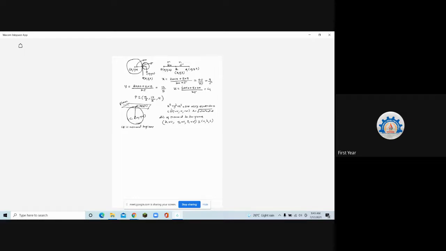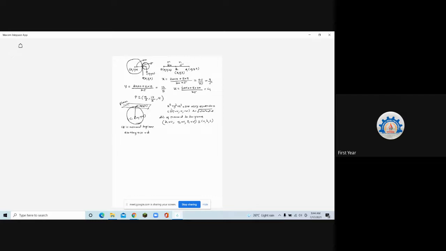Yes or no? If your plane is ax plus by plus cz plus d, then a, b, c are the direction ratios of the normal. The direction ratios of the normal are nothing but x1 plus u, y1 plus v, and z1 plus w. That will be substituted.